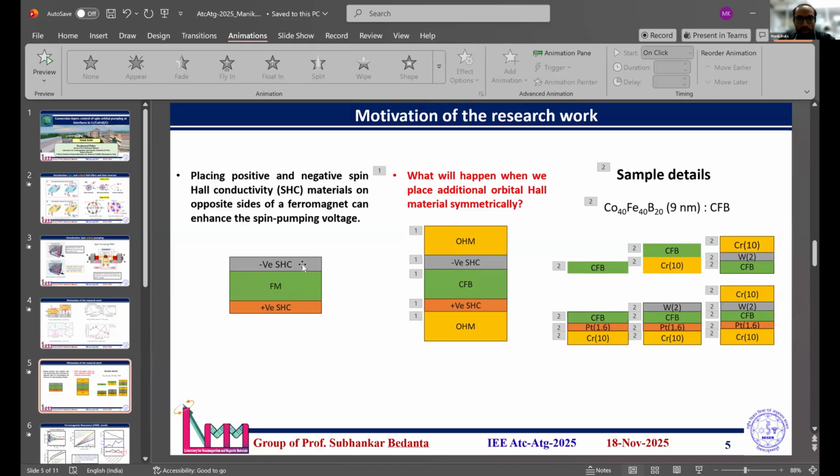So that's why we have chosen tungsten as a negative spin Hall conversion material, and as a positive spin Hall conversion material it is Pt. Someone I think asked why not Mn. Yes, Mn can also be used, but in this study I cannot do everything in one go.